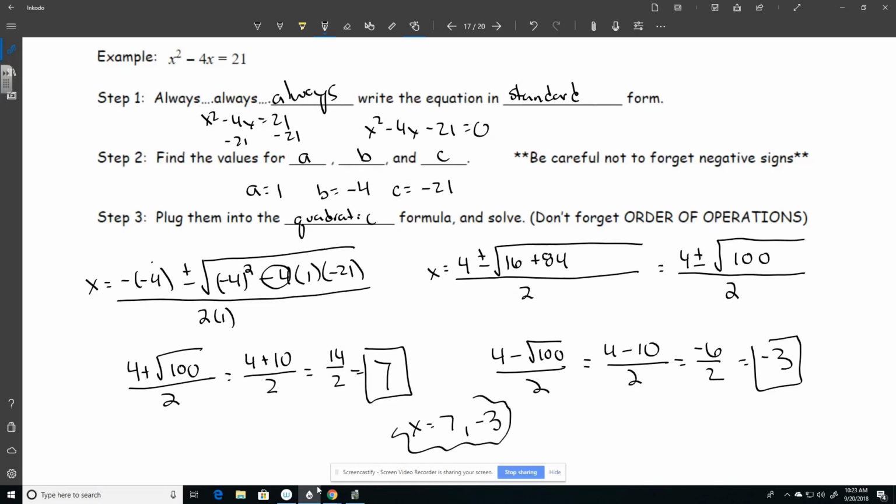So again, those of you that don't like factoring, here's another way to solve it. There's a lot of steps involved. There's a lot of math involved, but for some of you, that's going to be easier than factoring. And sometimes we can't factor the equation very well, so we're going to all be using this formula. All right, let's try a couple more.